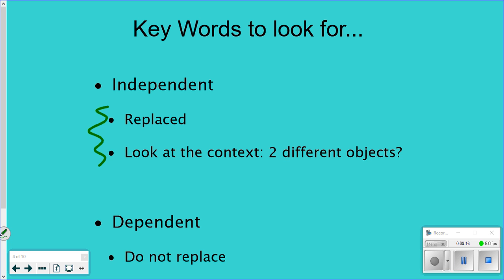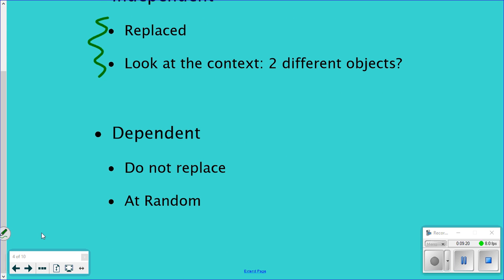Okay, dependent, if they say do not replace, or a lot of times if it's the same type of thing, like beads or socks or people, and it says at random, that too is a good thing to tell you they're not going to put it back. It's a good, I don't know, keyword to tell you they're not going to put it back.